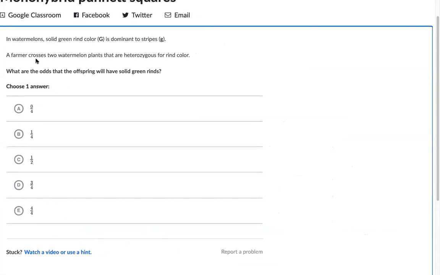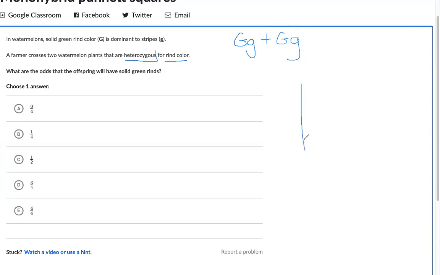Khan Academy has given it to us in words, but it did not draw the Punnett square for us. We would have to draw it ourselves. So it says in watermelon, solid green rind color, G, is dominant to stripes, lowercase g. A farmer crosses 2 watermelon plants that are heterozygous for rind color. Now that's why we had to go through IXL so that we could understand what heterozygous is. We know that heterozygous is two of the same letter in different forms. So capital G and lowercase g. We need to cross this with another watermelon that was capital G and lowercase g.